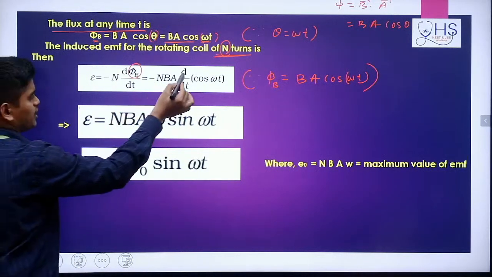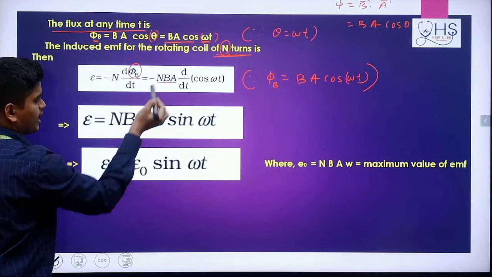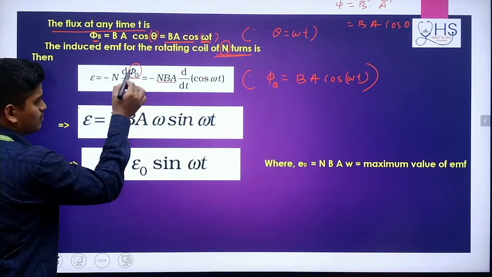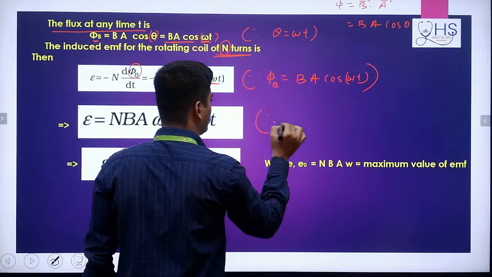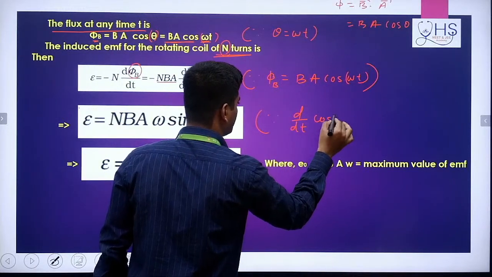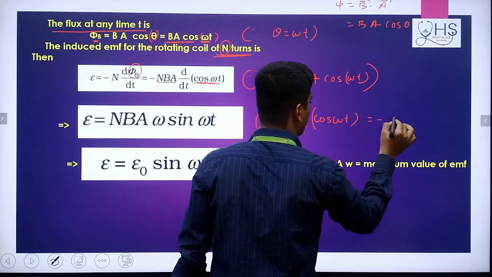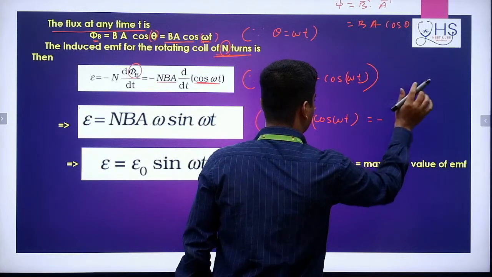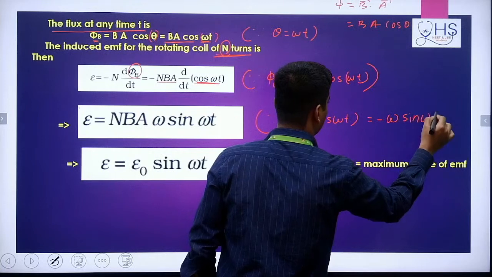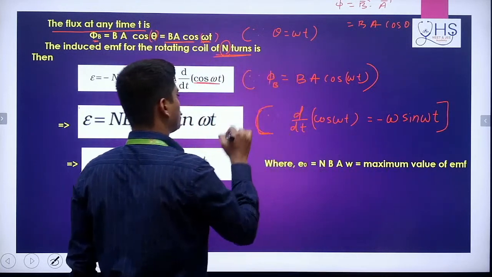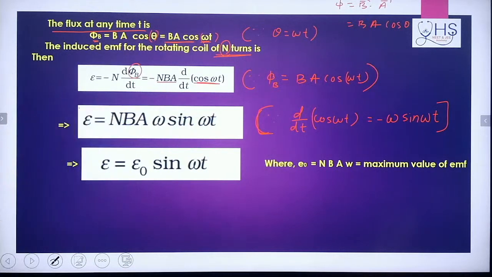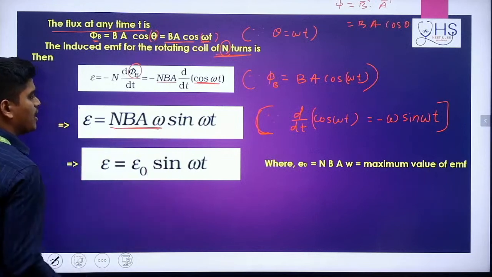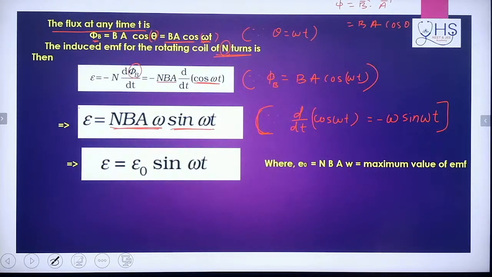Now here NBA is constant, it will come out. Inside the derivative only cos omega t will be there, d by dt of cos omega t. The derivative of cos omega t is minus omega sin omega t. Already one minus is there, so minus minus will become plus. It will become NBA omega into sin omega t.